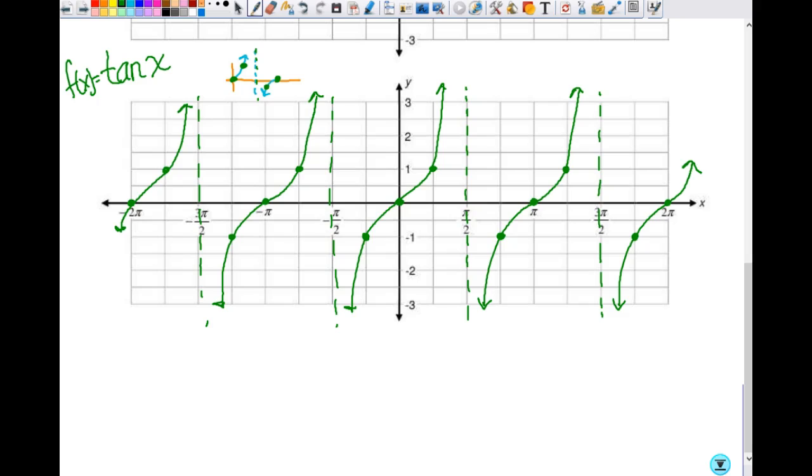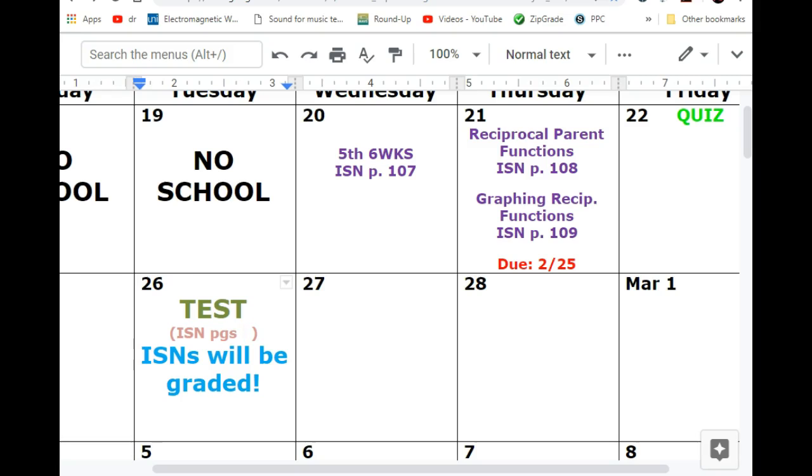Everybody good with all that? Remember what they look like and how to graph them, yes? Because if you can graph these, you can graph the reciprocals, because we're basing it off of this. So once you're done with that, then grab the paper that has the big graphs on it, not the one that has the title on it, because that is going on page 108.